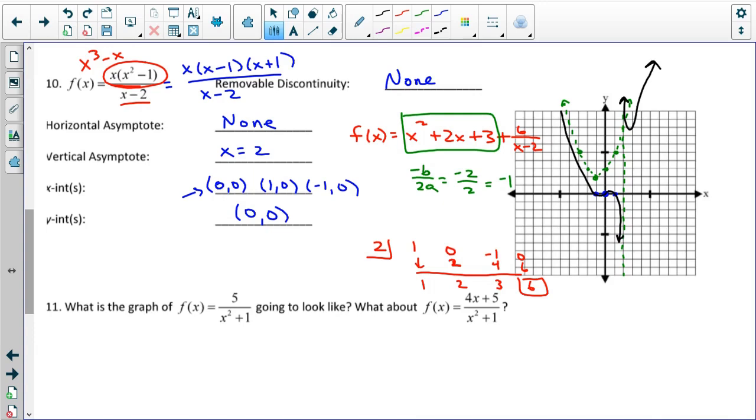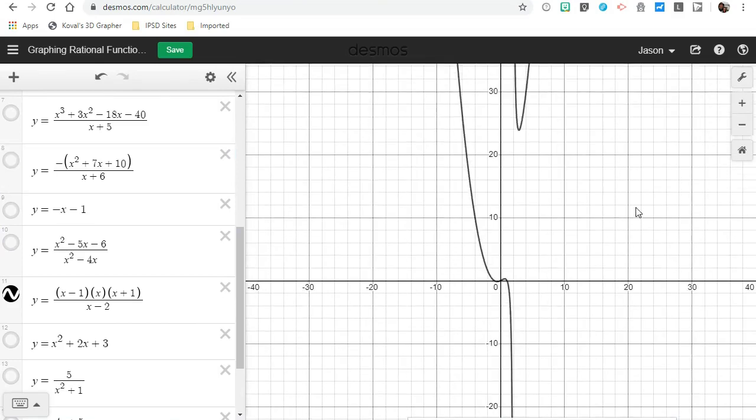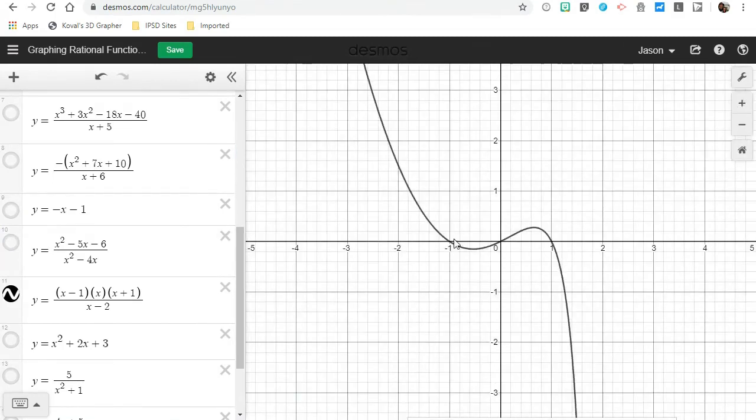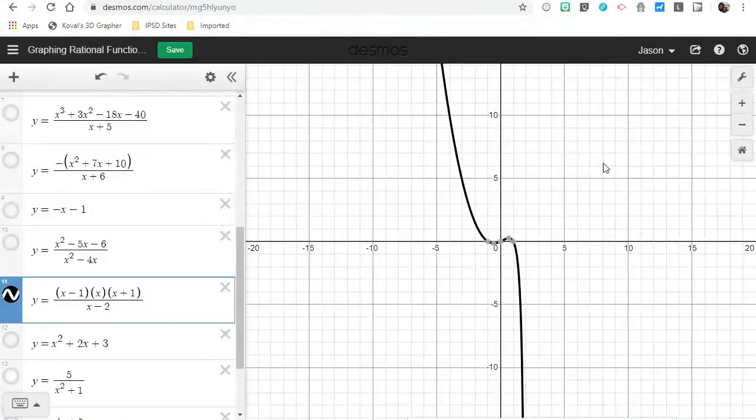Most of the problems on this page are not going to be tested, but it's really important to understand what's happening and why things happen. If I look at this function, x cubed minus x over x minus 2, the function does a lot of dipty-doing around negative 1, 0, and 1 for the x values. And then there's the vertical asymptote at x equals 2.